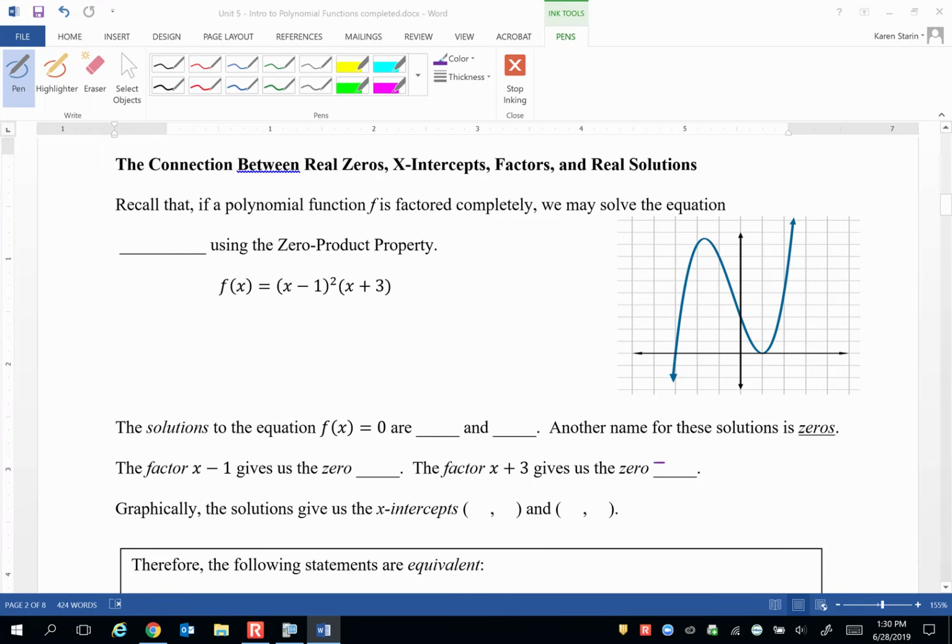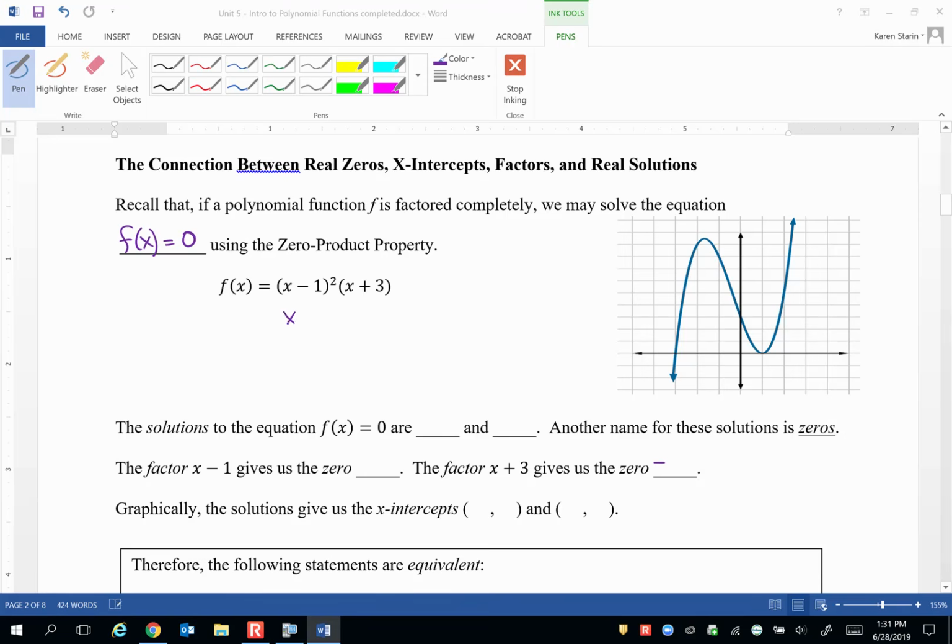Before we take a deep dive into analyzing polynomial functions, let's make a connection between real zeros, sometimes called real roots, x-intercepts, factors, and real solutions. So recall that if we set a polynomial function equal to 0 and it's factored completely, then we use the zero product property. What does the zero product property say?